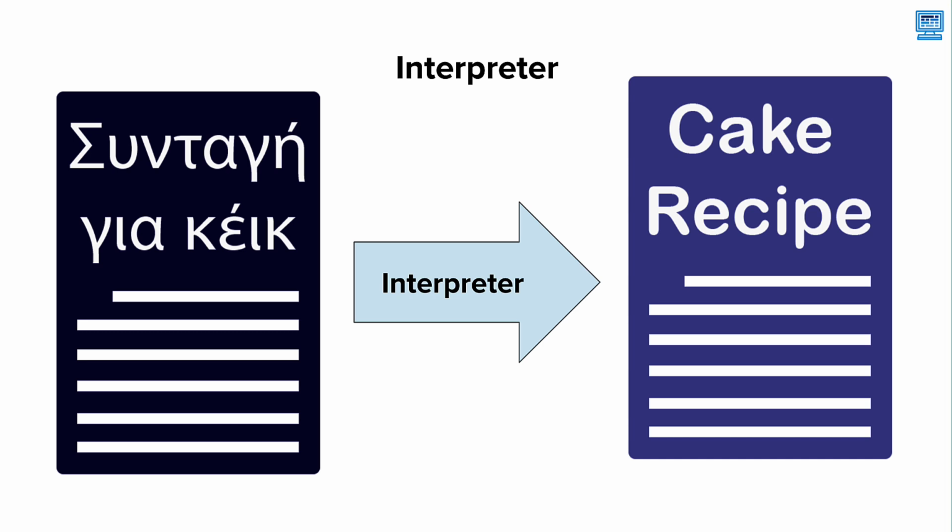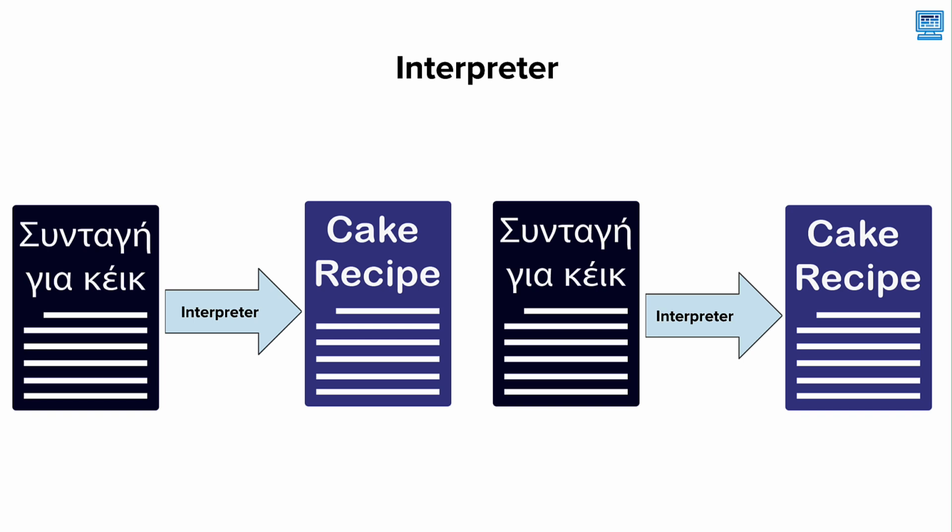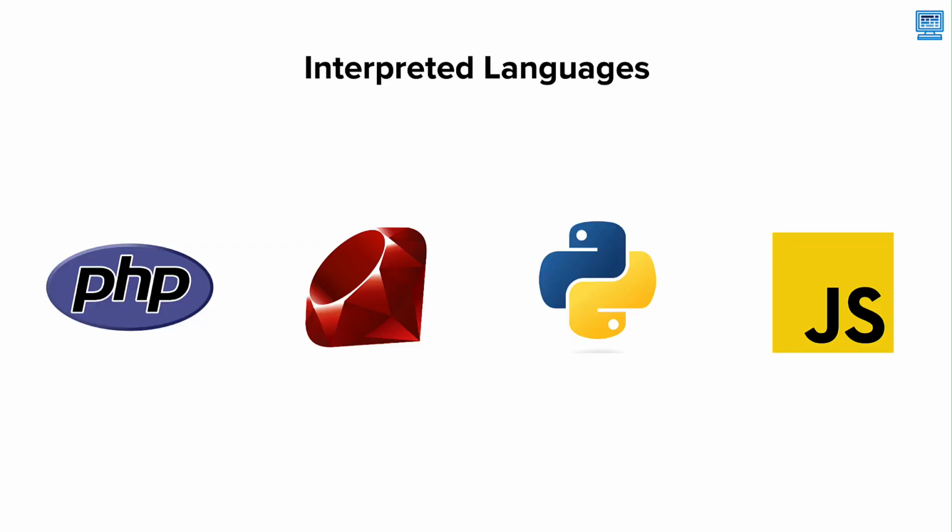This will be quick to get started initially, but then you will always need an interpreter with you when you want to follow the recipe again. Also, anyone you want to share the recipe with will also need to get an interpreter for themselves to help them interpret the recipe. Some of the more popular interpreted languages are PHP, Ruby, Python, and JavaScript.